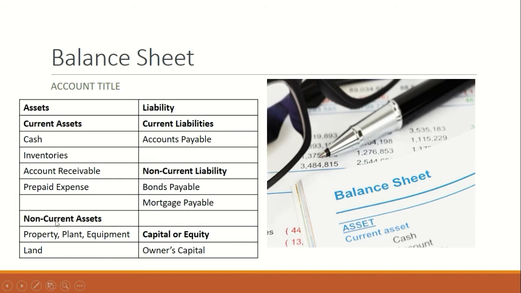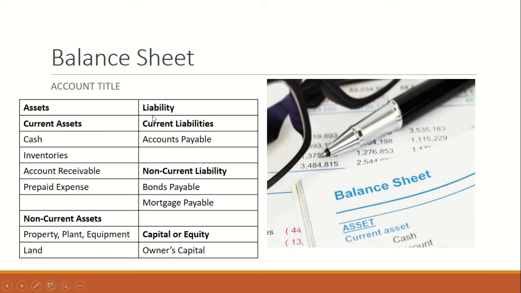Next are the non-current assets. These are the long-term kind of assets. For example, property, plant, equipment, land, machines, furniture and fixtures, and so on and so forth.